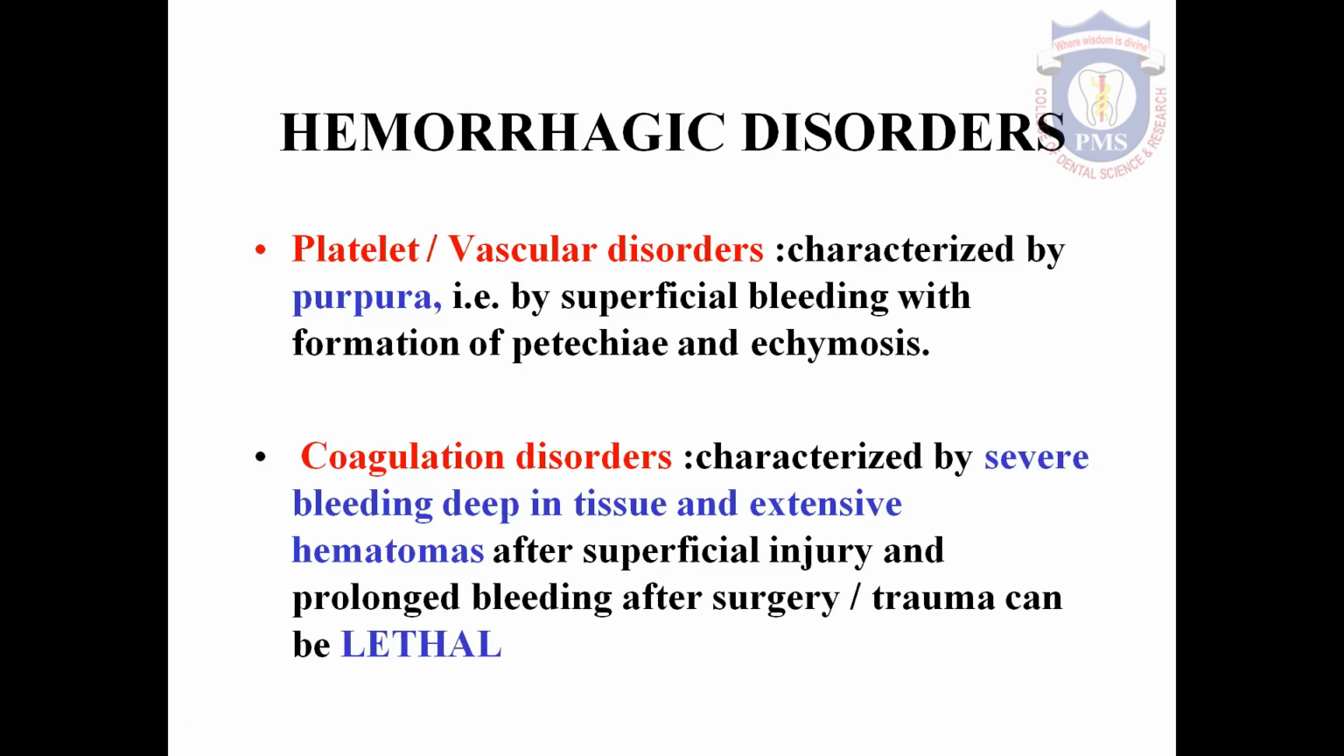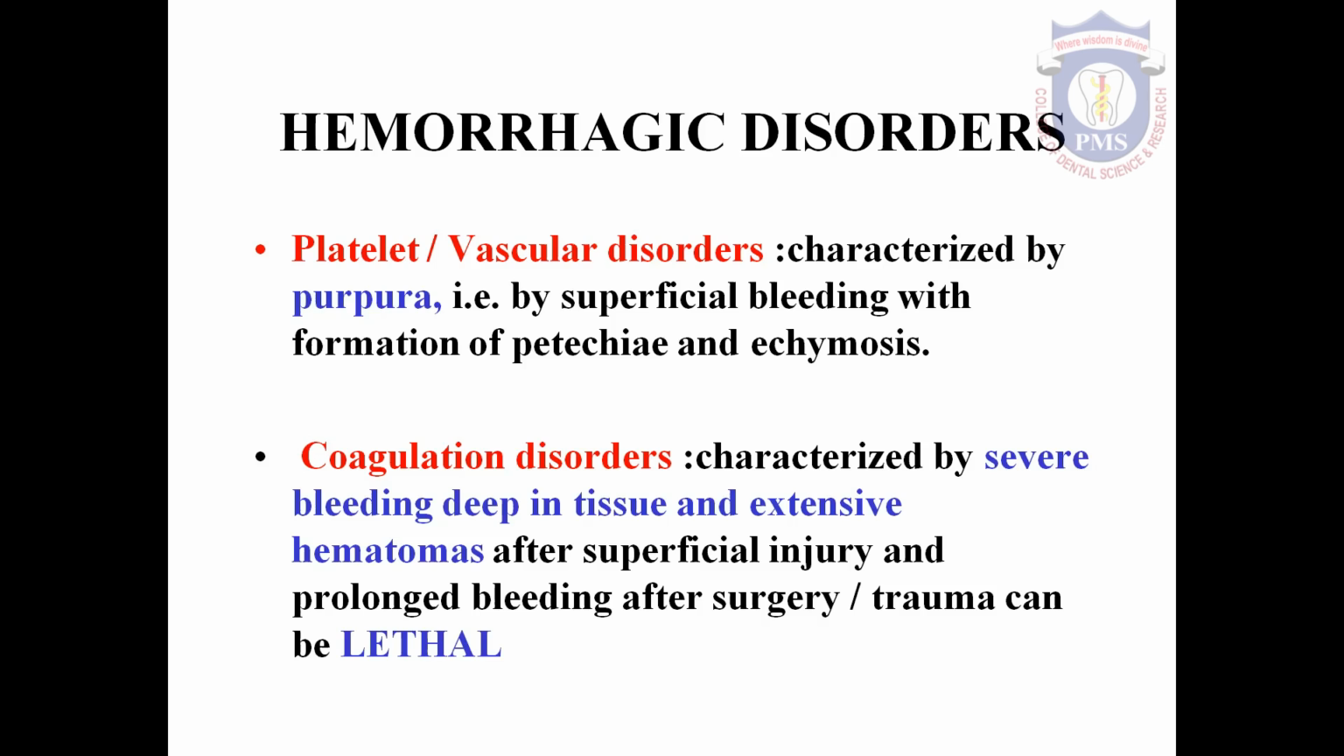So what is the difference between this platelet or vascular disorder and the coagulation disorder? The platelet or vascular disorders are always produced by superficial bleeding with formation of petechiae and ecchymosis. That is, in platelet disorders, you will get purpura, whereas coagulation disorders are produced by bleeding deep in the tissue, and can produce severe bleeding and extensive hematomas. So, platelet or vascular disorders are characterized by purpura, that is, superficial bleeding with petechiae and ecchymosis, whereas coagulation disorders are characterized by severe bleeding deep in tissue and extensive hematomas.